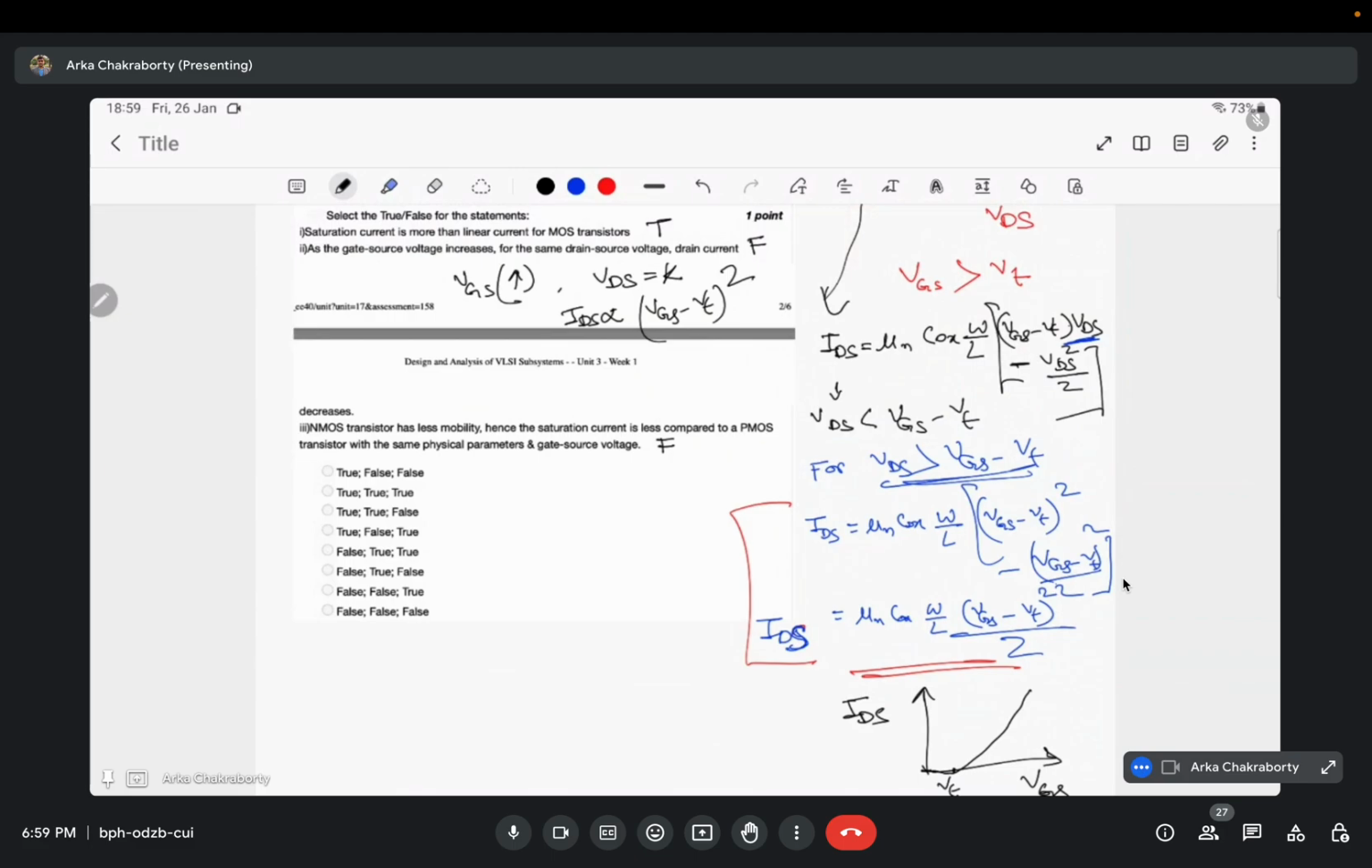Now one more thing, if you look into the circuit design part, you will be designing lots of circuits in the coming lectures.